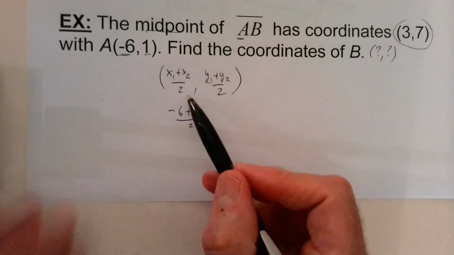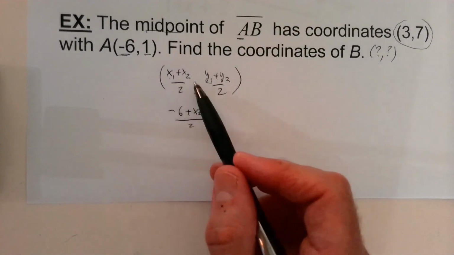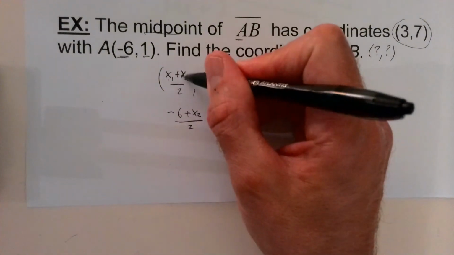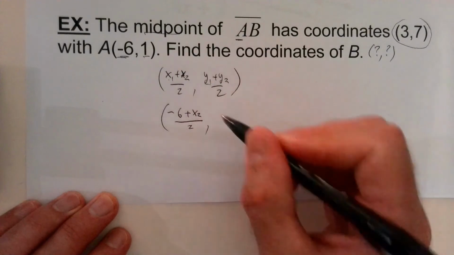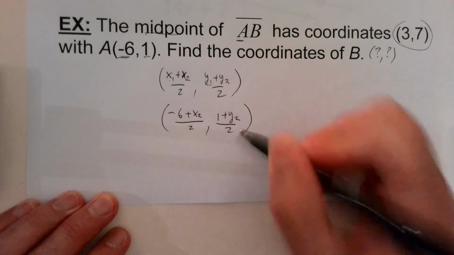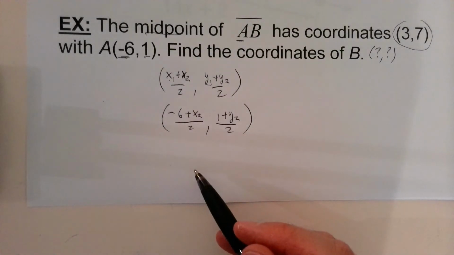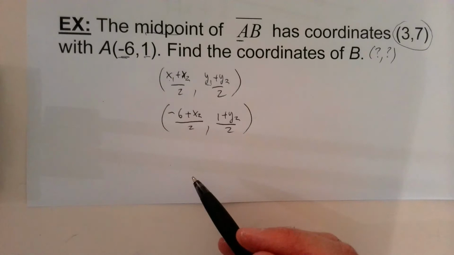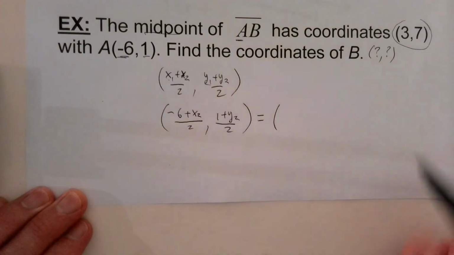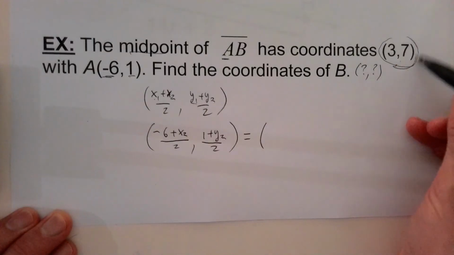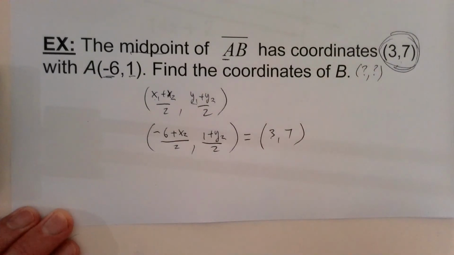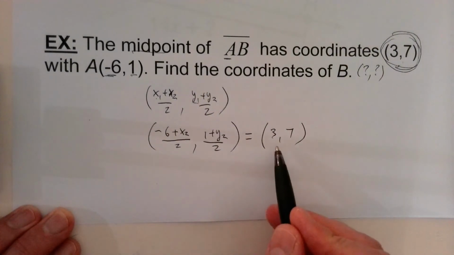By the way, x1, x2, those are just names for different x's. It doesn't have to be bigger or smaller. They're just two x values. And 1 plus y2 all over 2. You might be going, well, Mr. Northrop, that doesn't help me. I still don't know what x2 or y2 is. But I do know what I'm supposed to get. I'm supposed to end up with the coordinates for my midpoint, 3, 7.